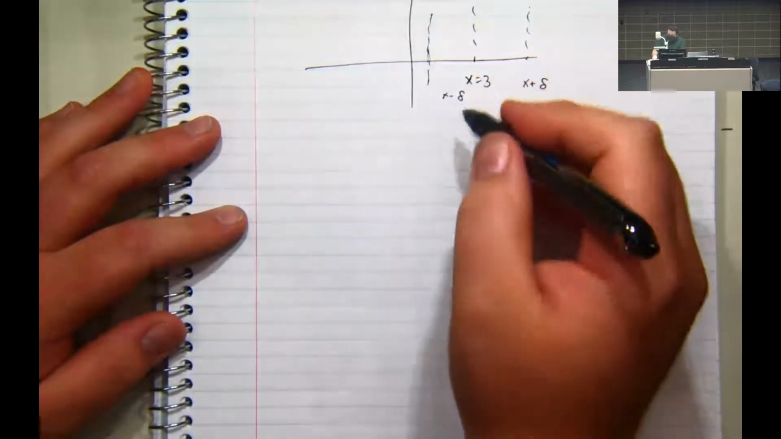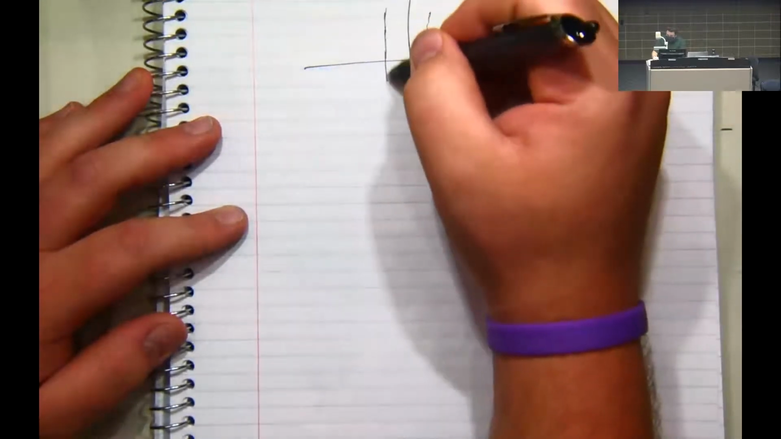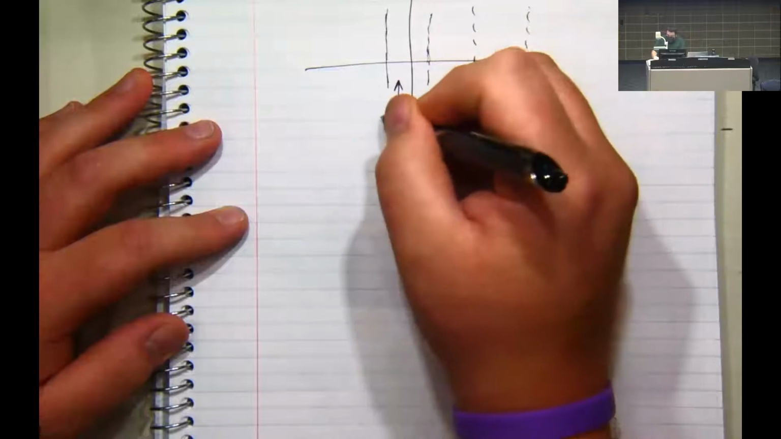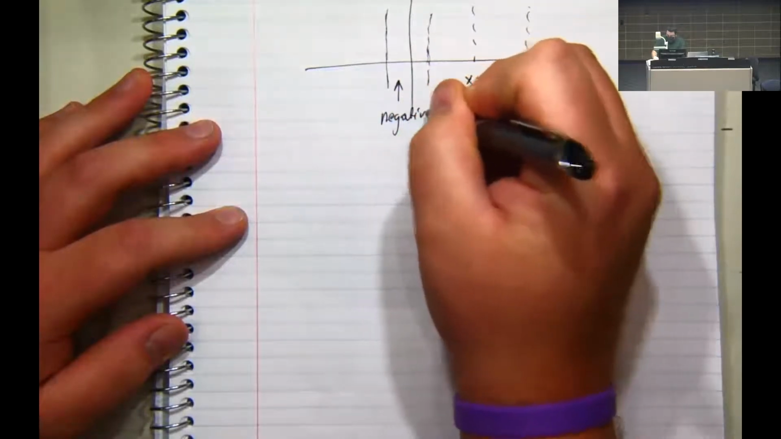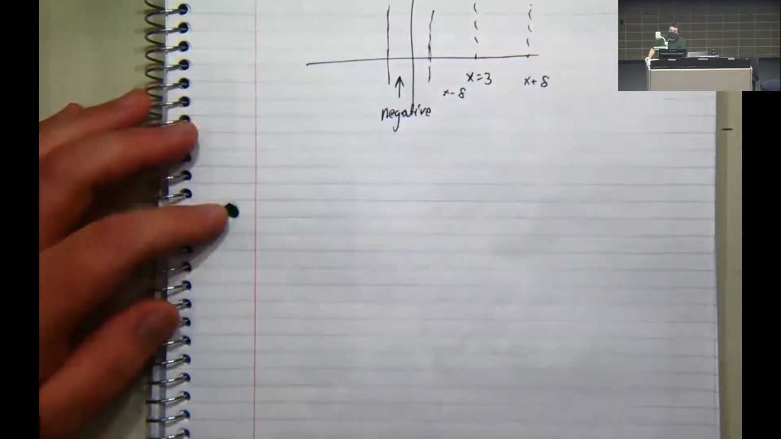If delta isn't less than 3, then we're going to have some x values that are negative. And we only want positive x values.